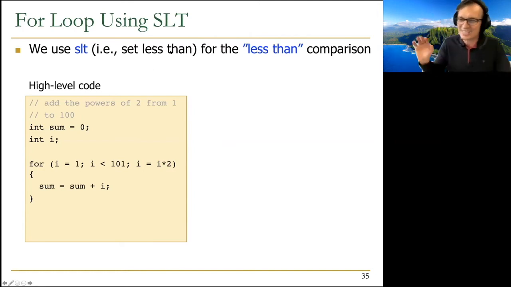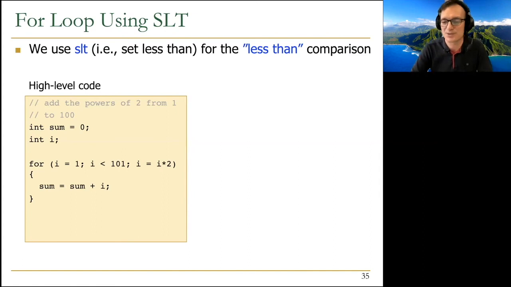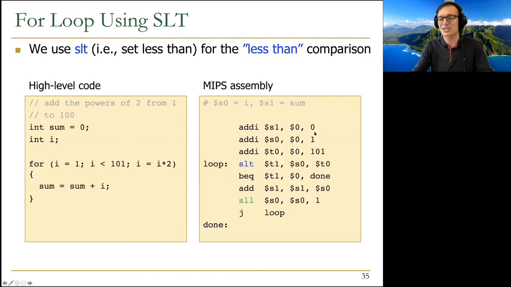This is like condition codes in a little bit, but you set a general purpose register, not a condition code. So we use the set less than for the less than comparison. So let's take a look at this. This is another trick you can use, for example. So basically, you again add the powers of 2 from 1 to 100. This is another loop that does that particular task.